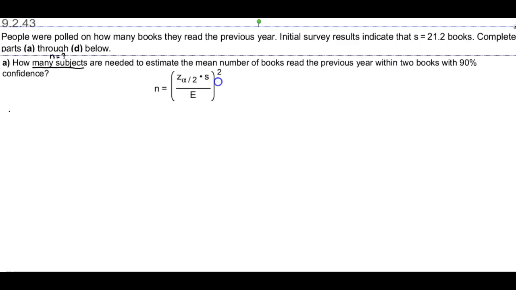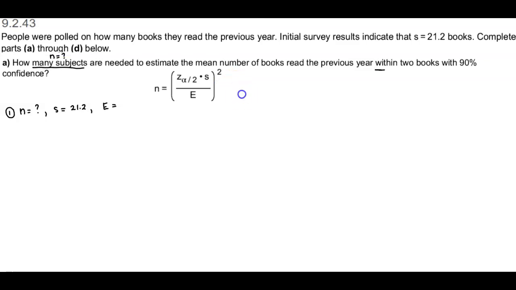So we need to write down the given information. We're looking for the sample size, and we're given the sample standard deviation to be 21.2 books. And then what is the margin of error? Well, the margin of error is saying here that it's within 2 books. So 2 represents the margin of error.